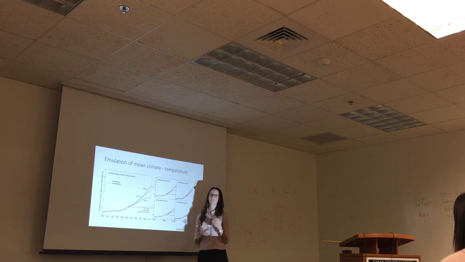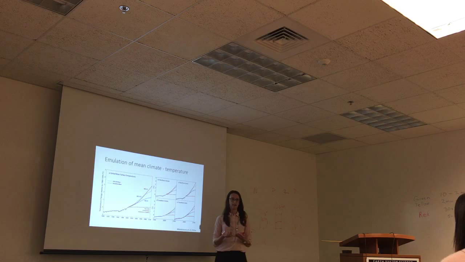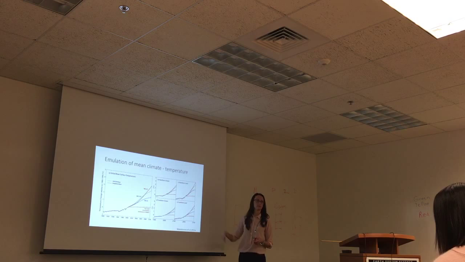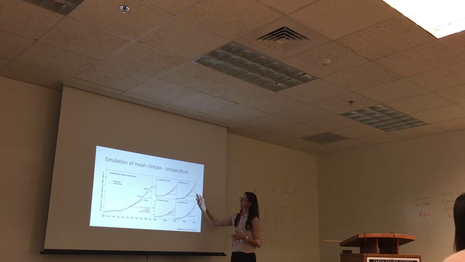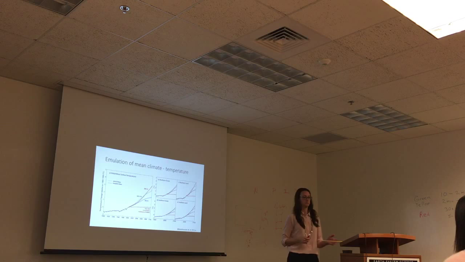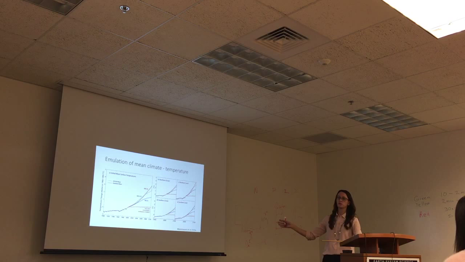You can further break it up. The way the MAGIC model operates is it has a northern and a southern ocean and a northern and a southern land component. And so we can see that in both of these, we're able to emulate the temperature in the northern land and the ocean. So again, we don't have to run those large-scale Earth system models. We can just use the simple climate model and make it look like those large Earth system models.